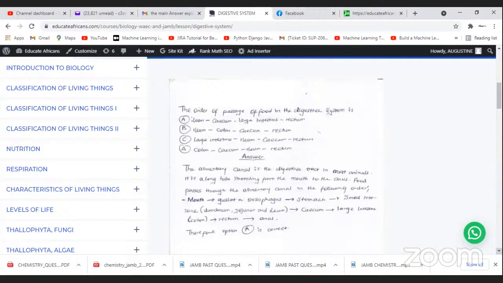Food passes through the alimentary canal in the following order: from the mouth, it gets to the gullet, then to the esophagus, and then the stomach, then the small intestine, where you have the duodenum, the ileum, then the cecum, then large intestine, then rectum, and anus. So that makes option A the right answer.